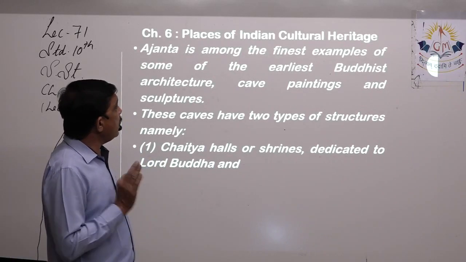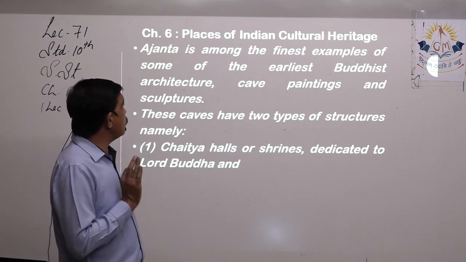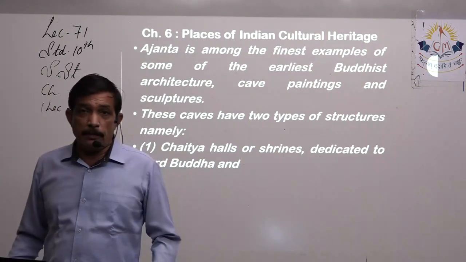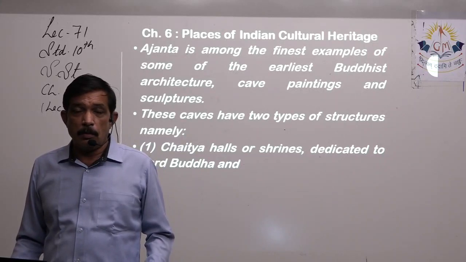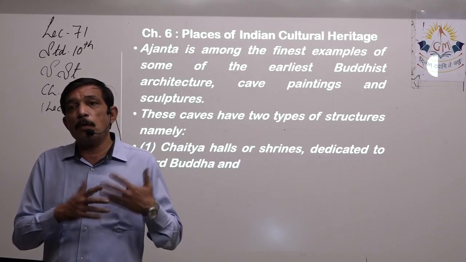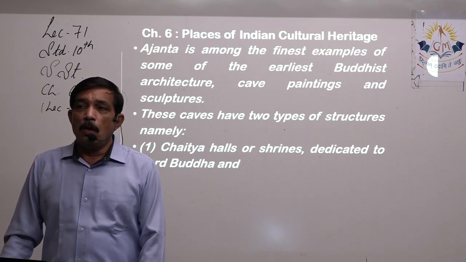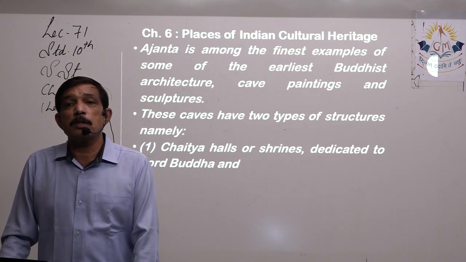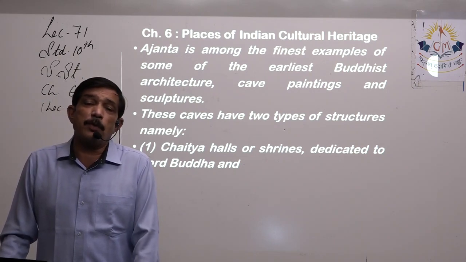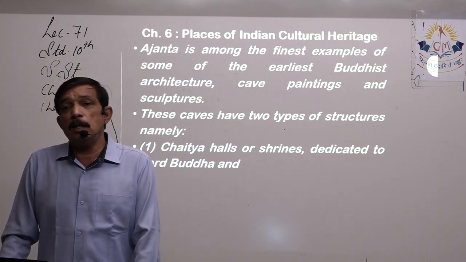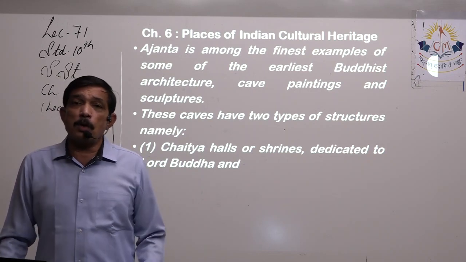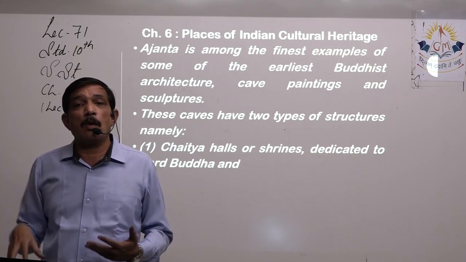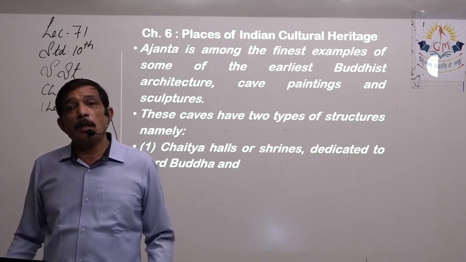Ajanta is among the finest example of some of the earliest Buddhist architecture. Yes, Buddhism when it was spreading, to preach and teach it, marvelous temples were made, lots of caves were used. So these caves were used where the monks, because they had a routine going around from place to place all around, preaching, teaching and spreading Buddhism.